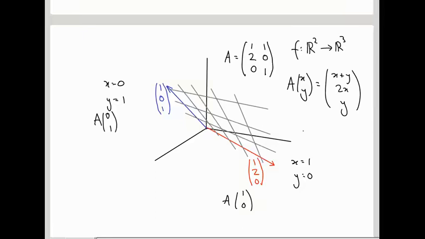In other words, this guy is A of 1, 0, and this one is A of 0, 1. And anything in between, like anything that is in this grey plane, is going to be A of xy for some xy. So this point, for example, because it's 3 along in this direction and 2 up, that's going to be A of 3, 2. So this grey plane I've drawn is the set of all vectors of the form A of xy, or F of xy.